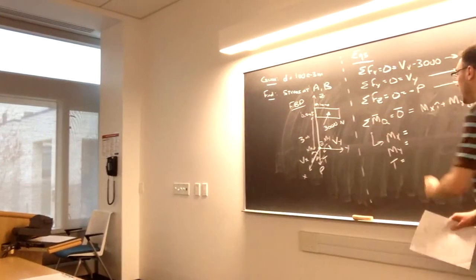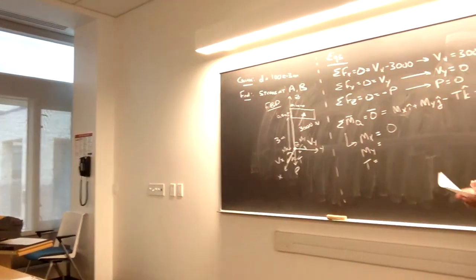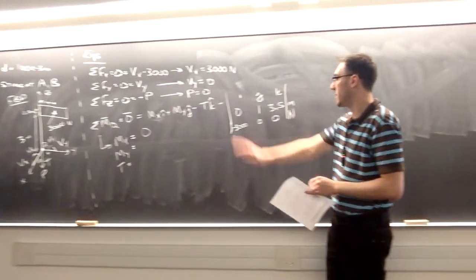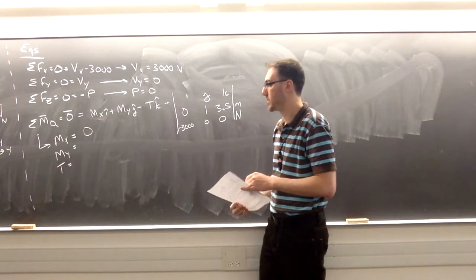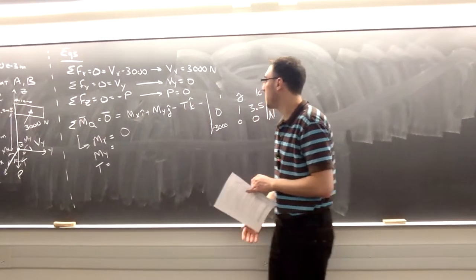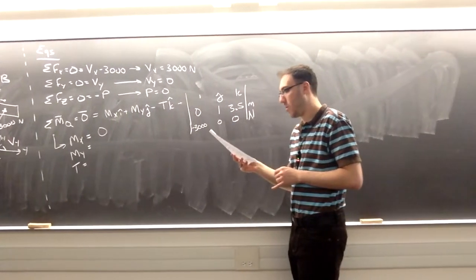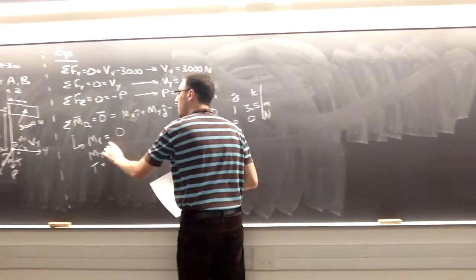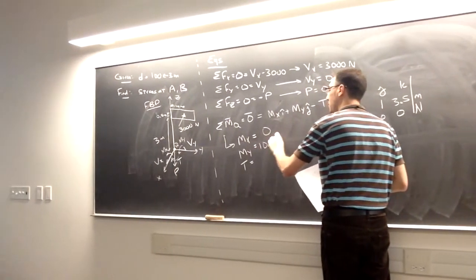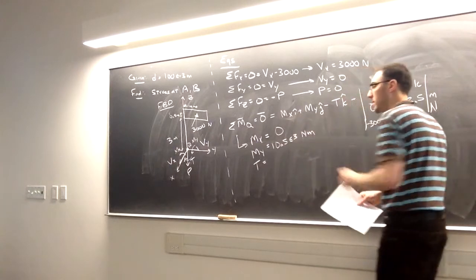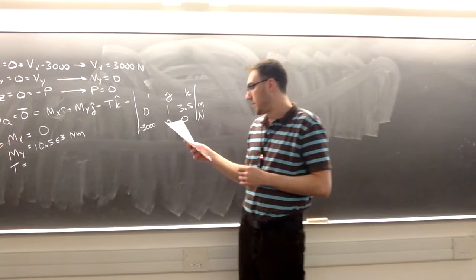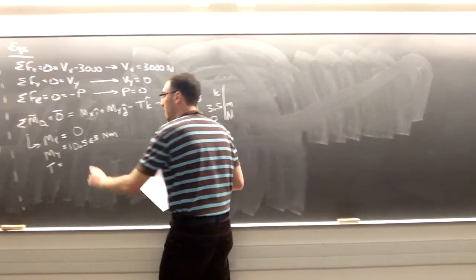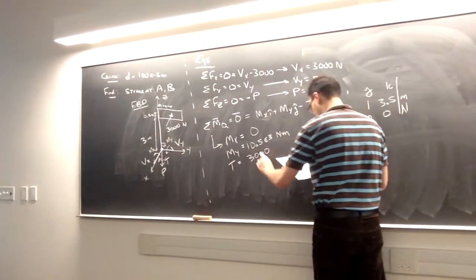Expanding that out, I would get Mx equals 0, so the i component of this is going to be 0, and that makes sense because we'll have 1 times 0 minus 3.5 times 0. The j component will give me that My is 10.5 times 10 to the third newton meters. I'm going to keep everything in base units right now. And the torsion T comes out also negative 3,000 newton meters.